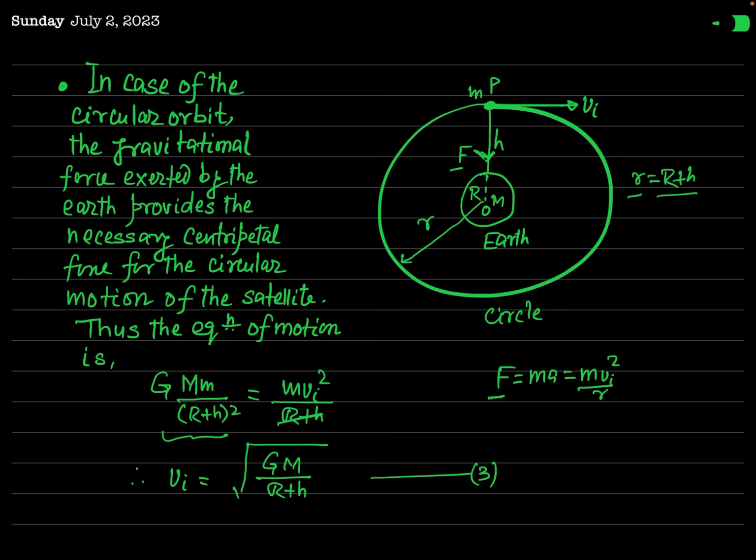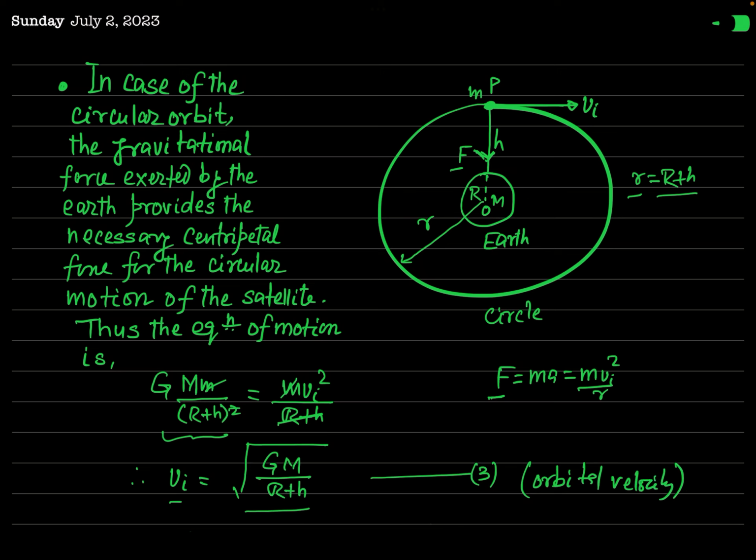Now, one of these (R plus h) will cancel out on both sides, and small m is also a common factor, so this will also cancel out. This vi will be equal to the square root of GM divided by (R plus h). This is the insertion velocity required for the circular motion of our satellite around the Earth. This is also called orbital velocity. You can call it orbital velocity or insertion velocity.